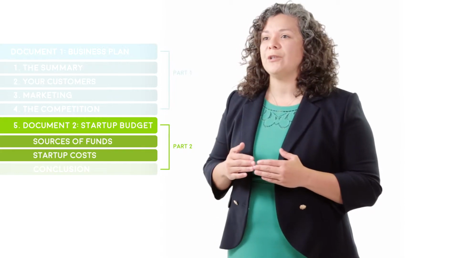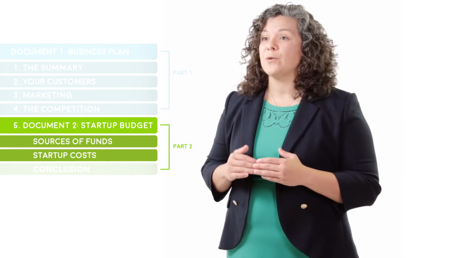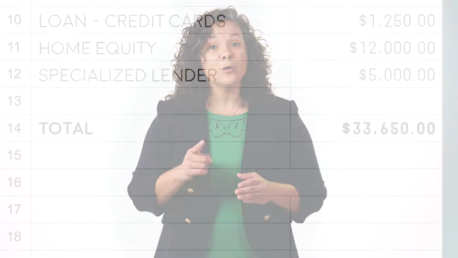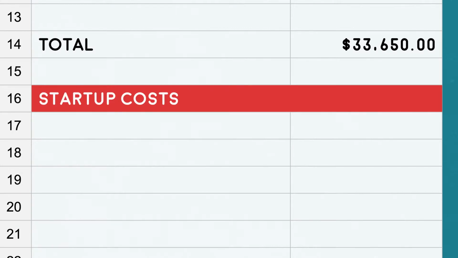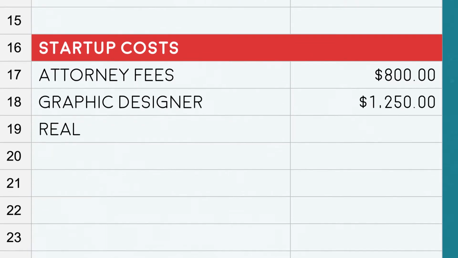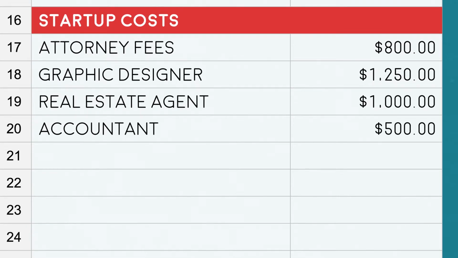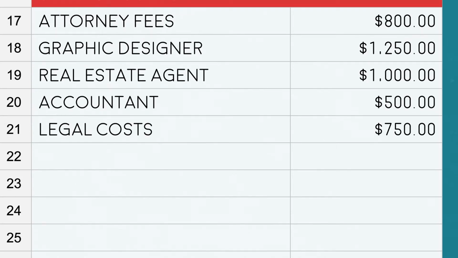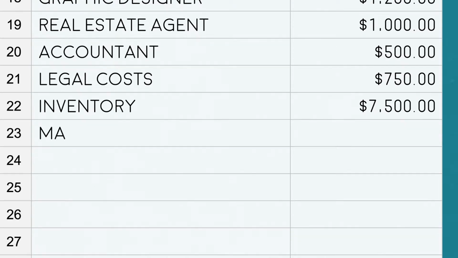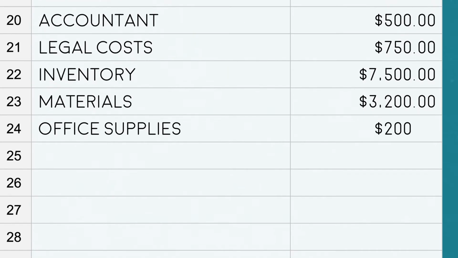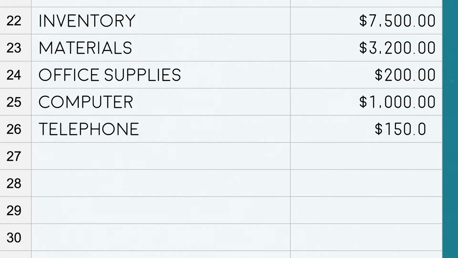The second, startup costs. In the next part of the spreadsheet, possibly right underneath your sources of funds, you'll need to list all of the costs you can think of that you'll be needing to start your business going. Every startup business has different costs, but your business probably has some of the following. You may have professional costs from hiring an attorney, a graphic designer, a real estate agent, an accountant or bookkeeper, as well as potentially any legal costs for setting up your structure. You may need to buy inventory to prepare for sales or the materials needed to make your product. Office supplies, including computer and telephone equipment, are a must.